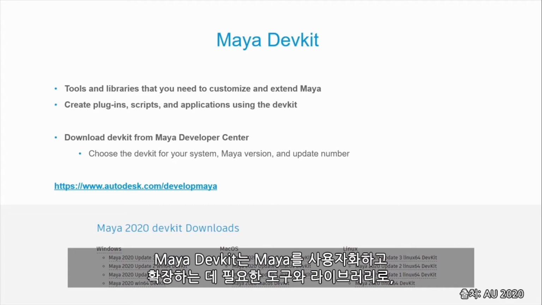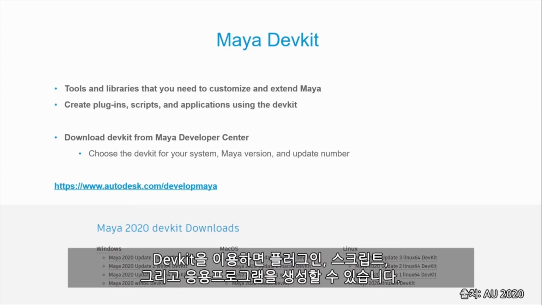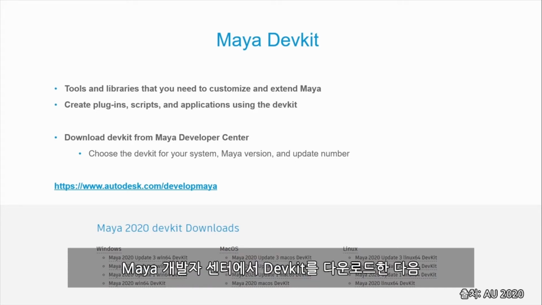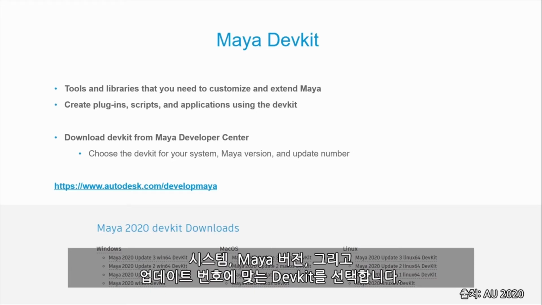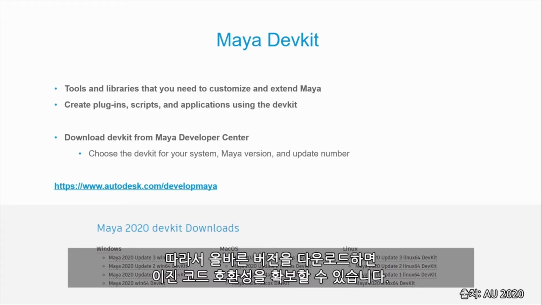The Maya Dev Kit are just tools and libraries that you need to customize and extend Maya. This includes C++ and Python APIs, as well as plugin samples for you to see. So you use the Dev Kit to create plugins, scripts, and applications. Make sure to download the Dev Kit from the Maya Developer Center, and make sure to choose the Dev Kit specific for your system, Maya version, and update number. This is because Maya's architecture is written in C++, so downloading the correct version will ensure binary compatibility.